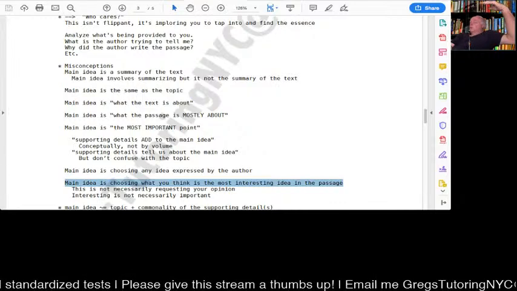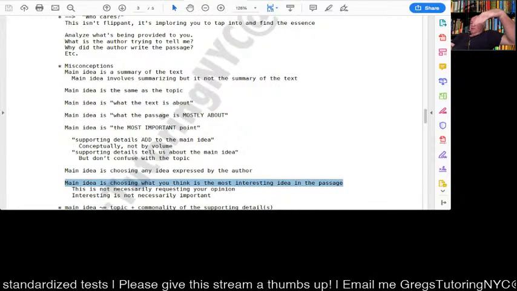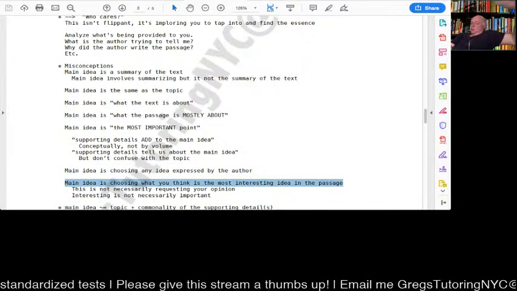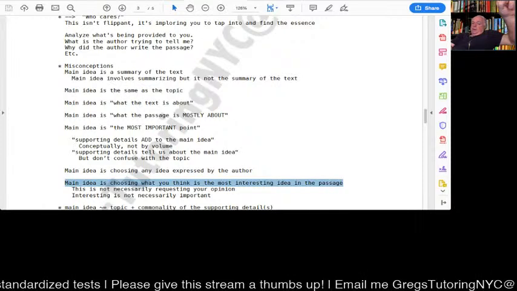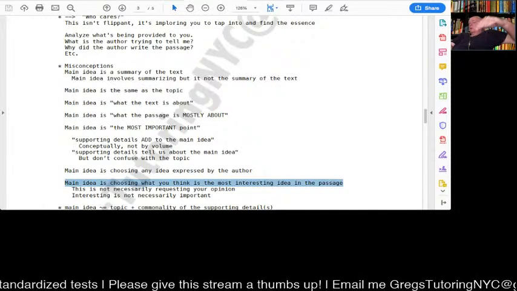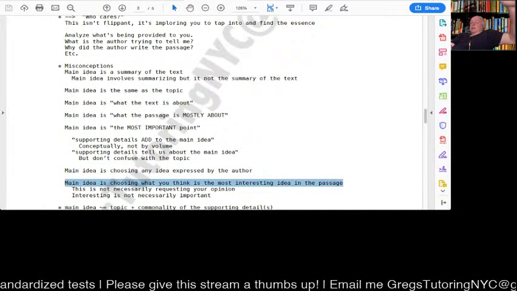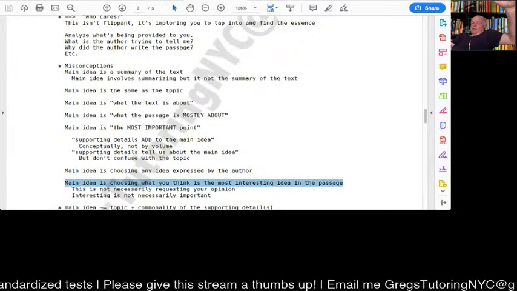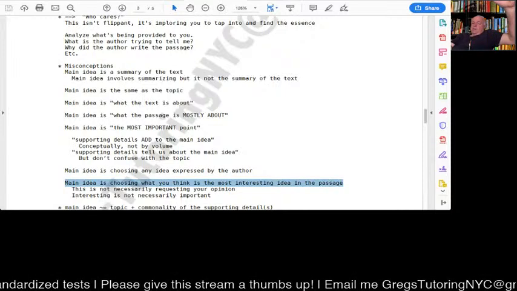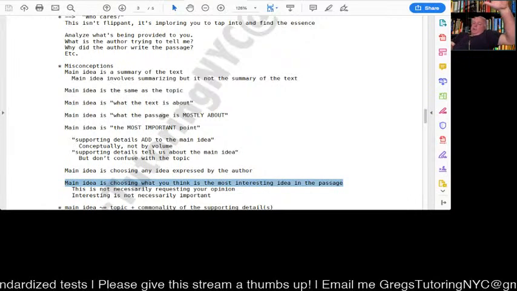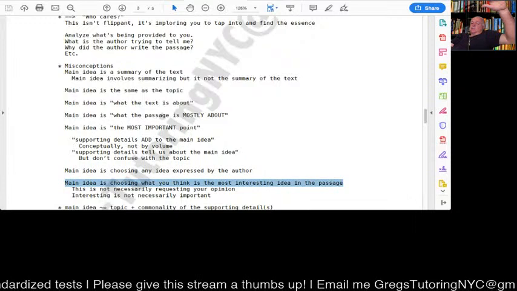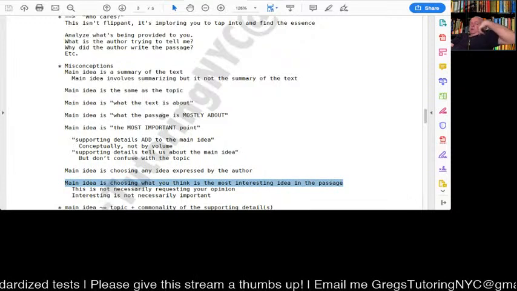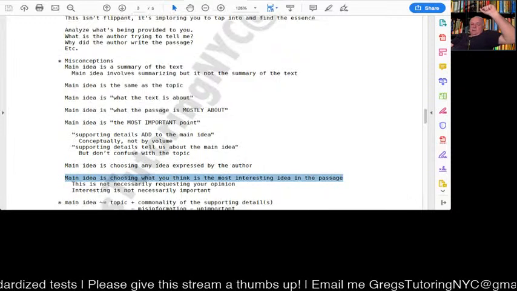So what you want to do is find the main idea and find things to support it across the whole passage, not just in one paragraph. And if you find something interesting or cool, that doesn't mean it's the main idea. Find what it is. So that's a misconception: just because the author states something, even if they spend a couple of paragraphs on it, that doesn't mean just because it's interesting to you that it's important.